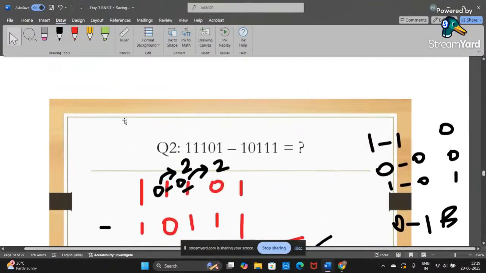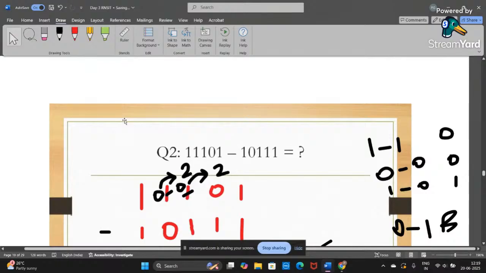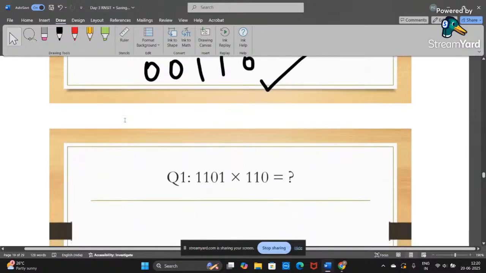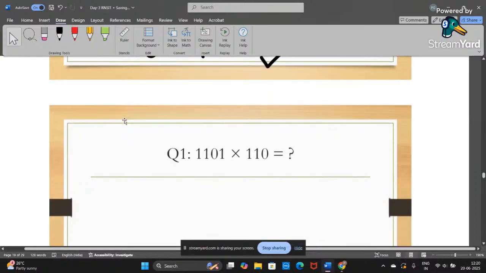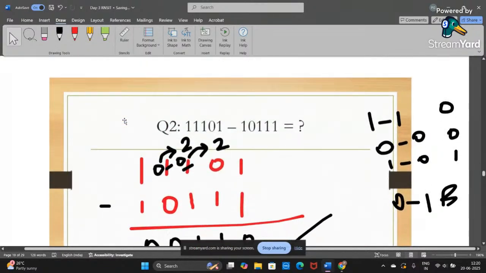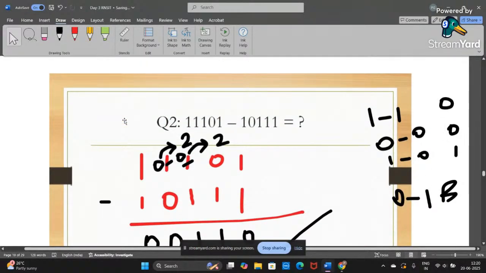Okay. I think you have a clear idea about binary addition and binary subtraction. Now we are moving on to the binary multiplication. Along with this, we'll solve one more problem just for your understanding.